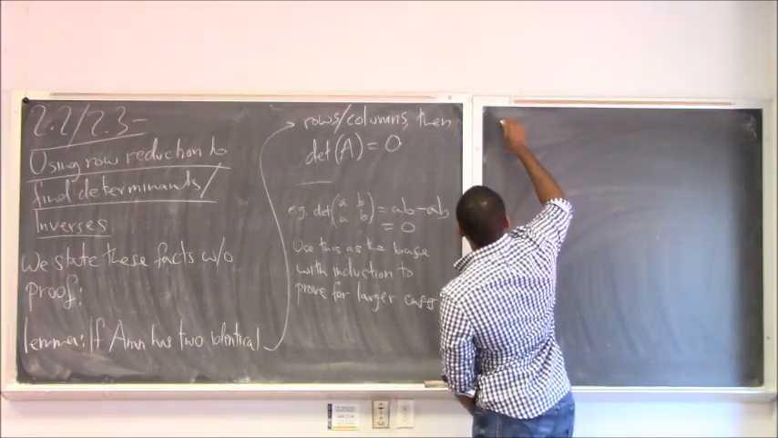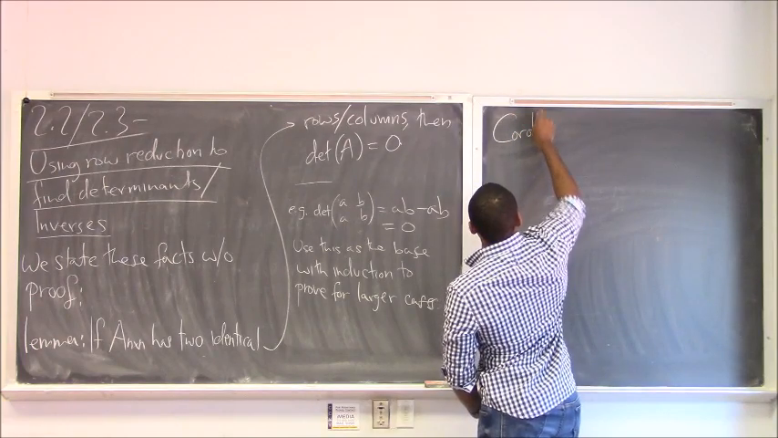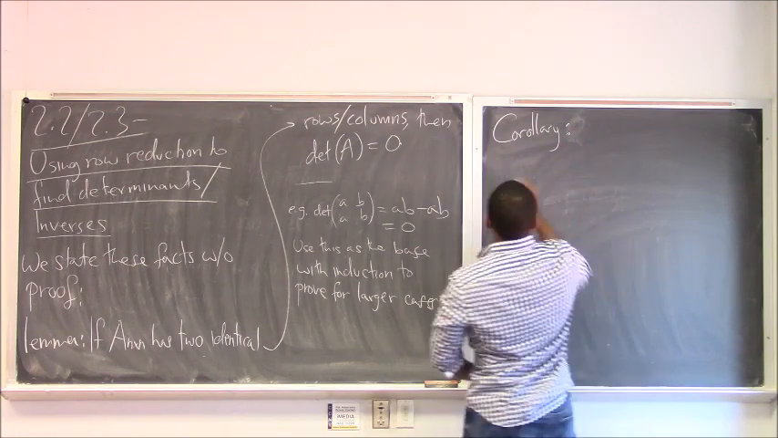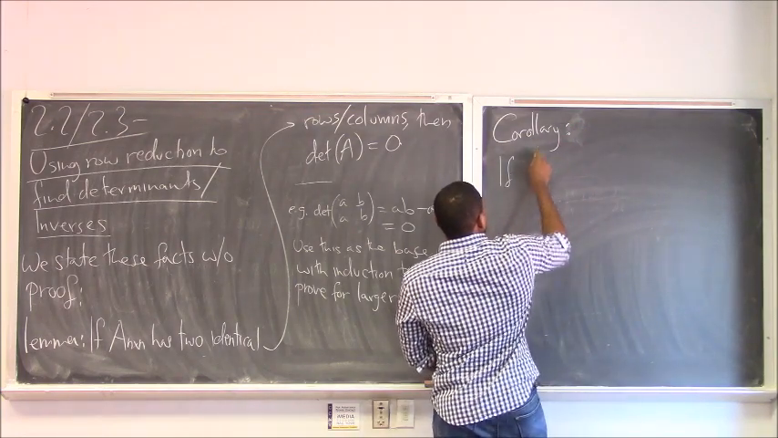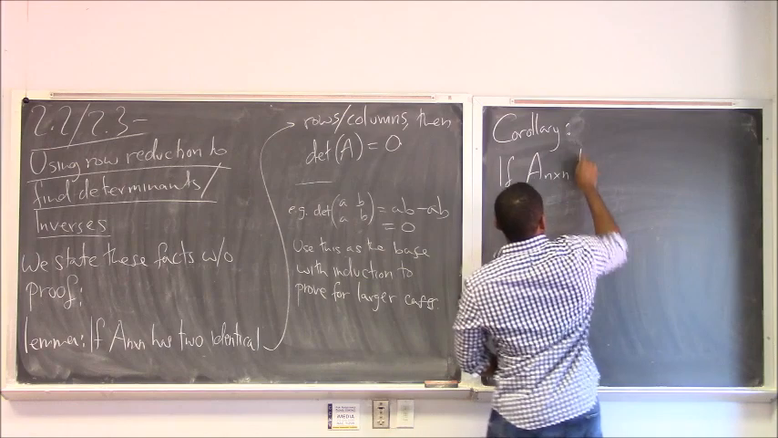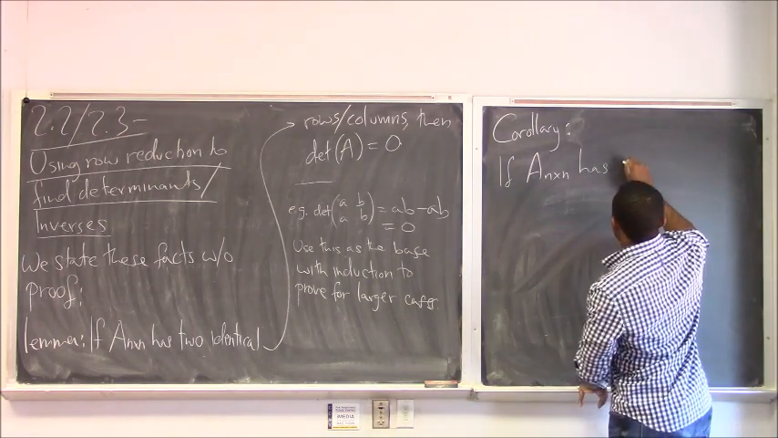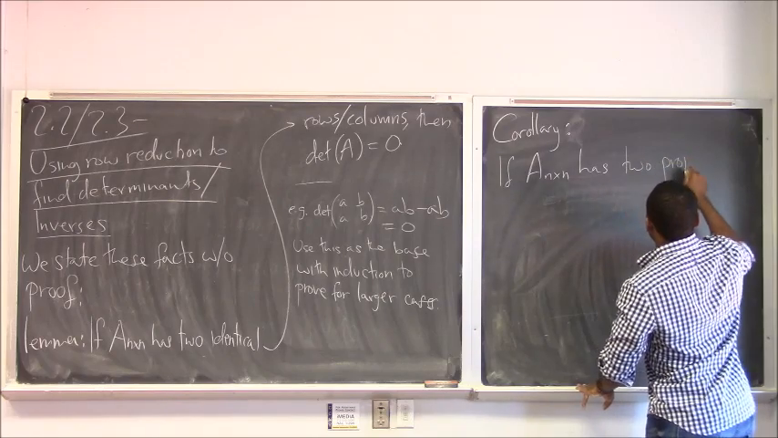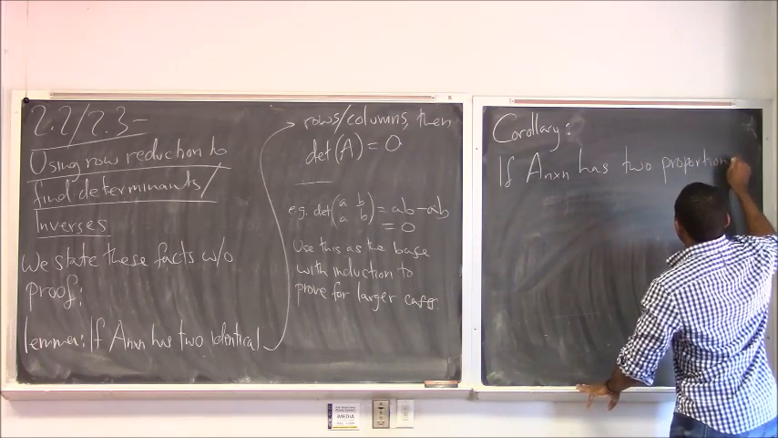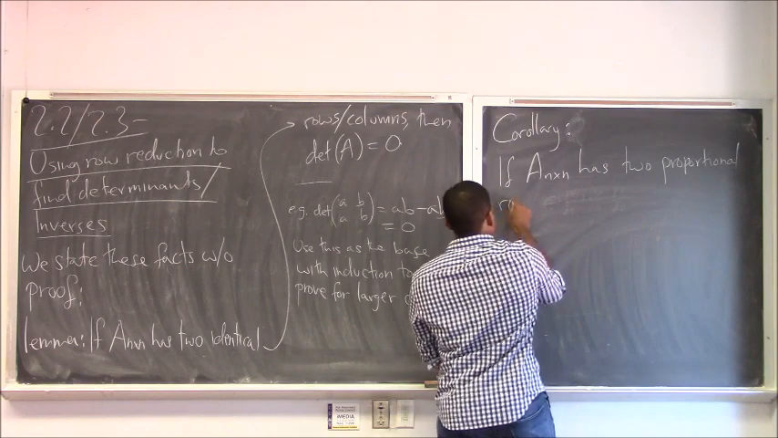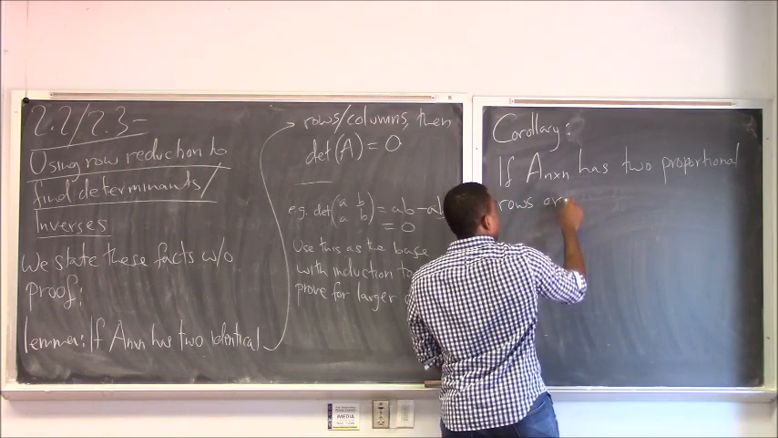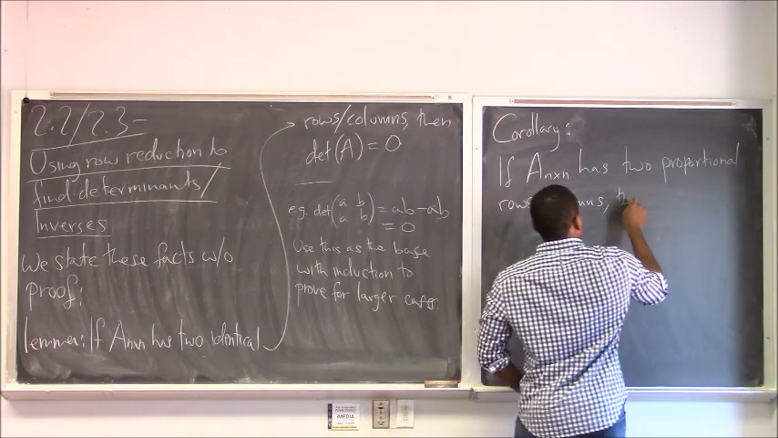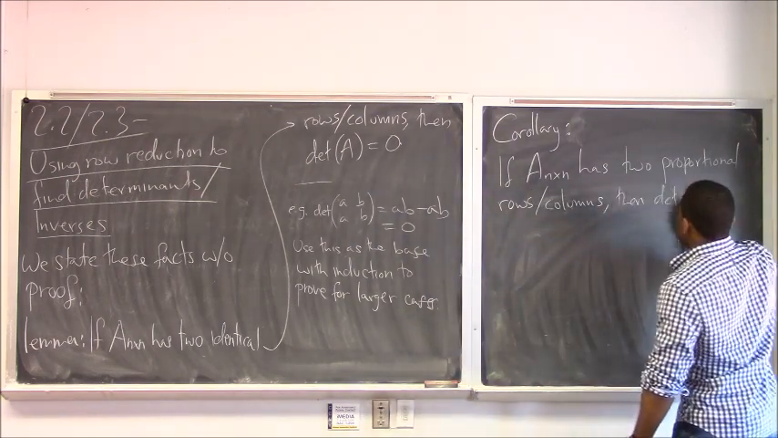You can also have a corollary from this. Is that if A n by n has two proportional rows or columns, then in that case the determinant is 0.